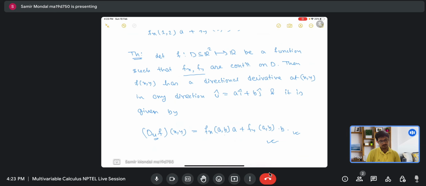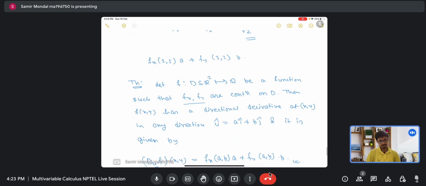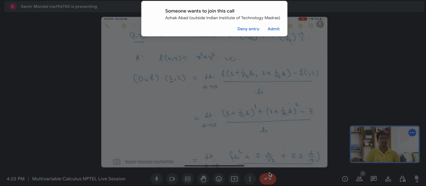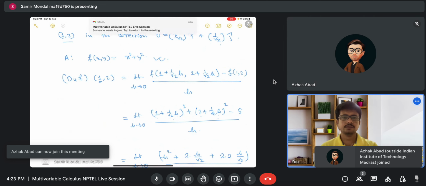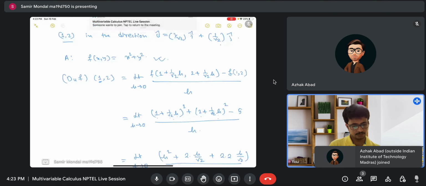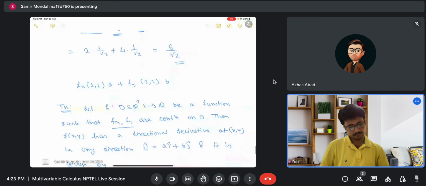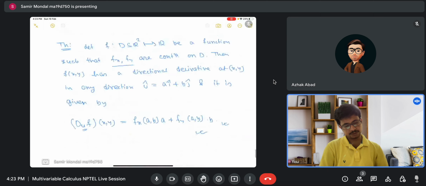So using this theorem and this formula, one can evaluate the directional derivative of a function at a given point in any direction, u cap equal to this. So I am giving one problem, please try to solve this one.